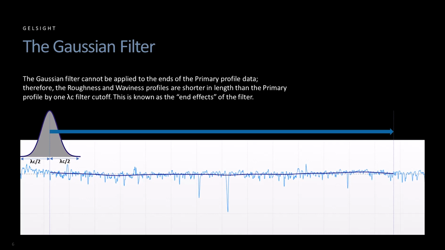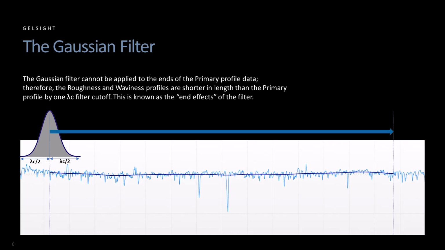The overall width of this bell curve shape is equal to the filter cutoff value. Because this filter requires data to be used both before and after the point being averaged, the algorithm cannot start processing the data at the very ends of the primary profile. You can see that the roughness and waviness profiles are shorter in length than the primary profile by 1/2 the lambda c wavelength, both at the beginning and the end of the profile.